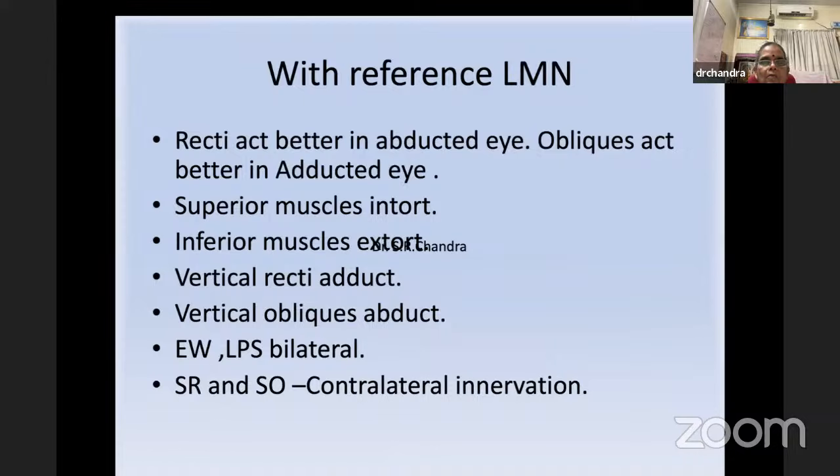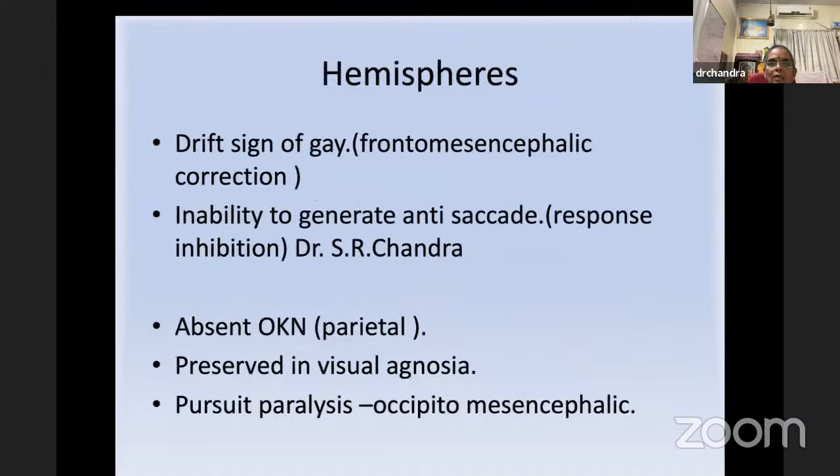Superior muscle intort, inferior muscle extort, vertical recti adduct, vertical obliques abduct, Edinger-Westphal and levator palpebrae superioris bilateral, superior rectus and superior oblique is contralateral.